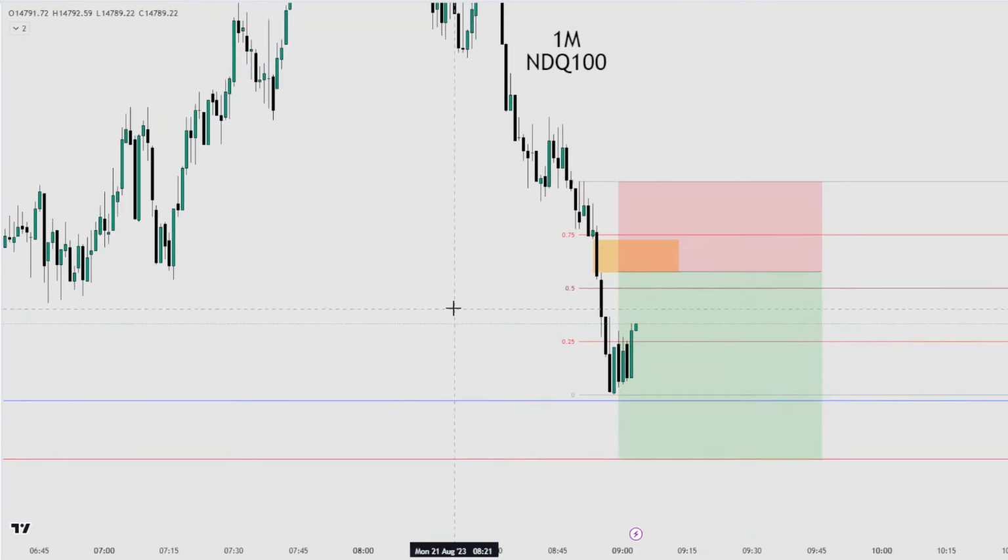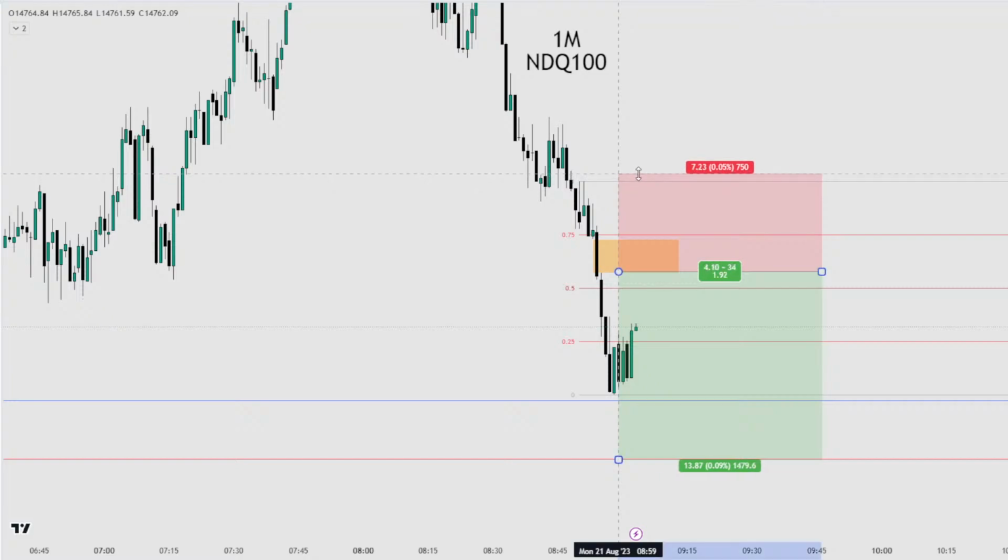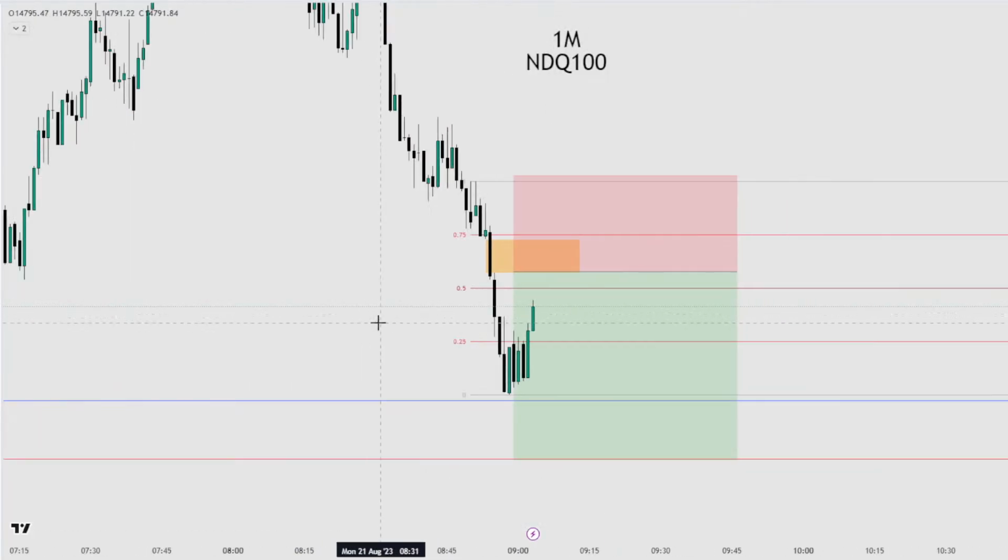Looks good. Okay, so it's around 8 points. No, it's 7 points for the stop loss. Let's see. Position size calculator, NAS 100. I mean, we're starting to see maybe a little retracement. 1% risk, 7 points, contract size 10. Alright, it's 3.5 lot size.